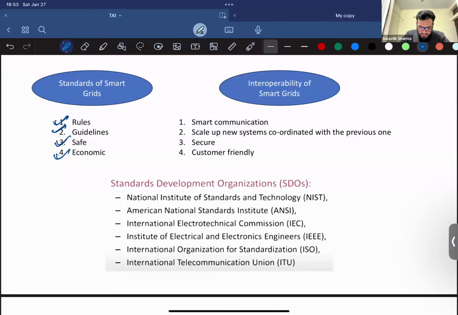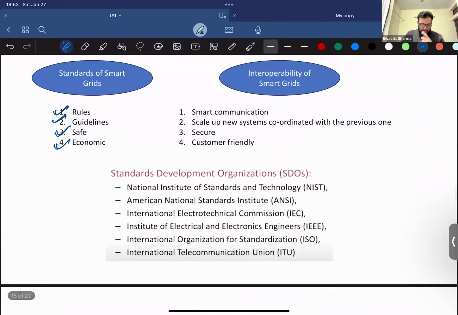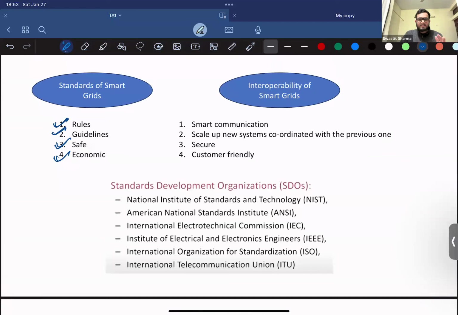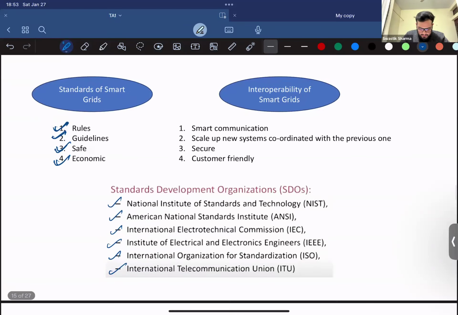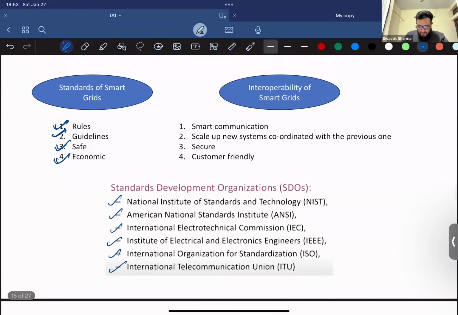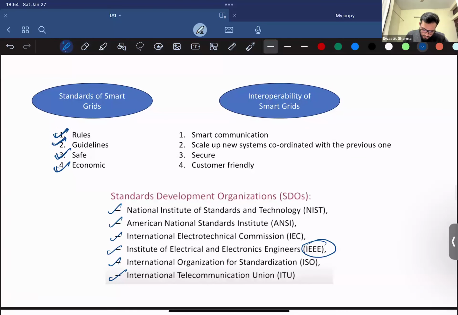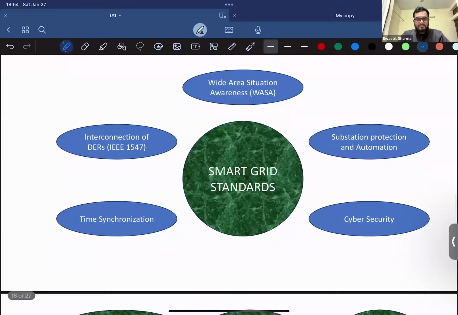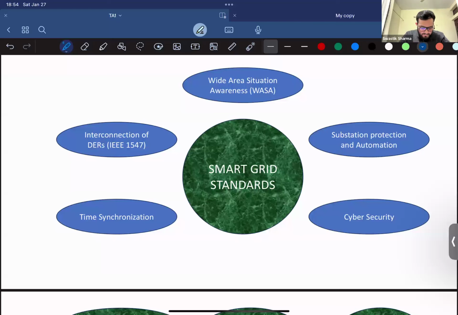So we have various different standards; we'll discuss them afterwards. This is required so as to be able to have the same task reproduced innumerable times. We have different organizations that develop these standards: NIST, the National Institute of Standards and Technology, ANSI, IEC, IEEE, ISO, and ITU. These organizations help in the development of these standards, mainly IEEE, which we follow. So let's talk about some standards. We have IEEE 1547. This standard particularly deals with the interconnection of DERs into the power grid.